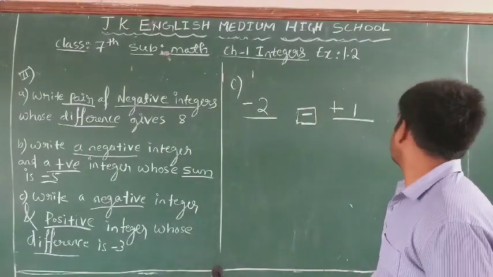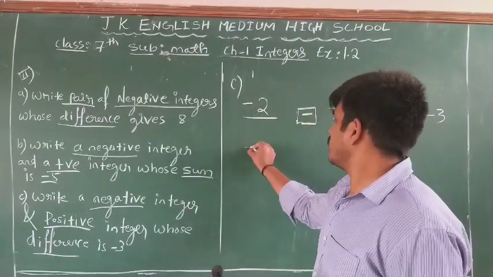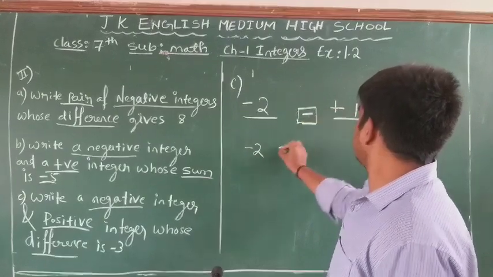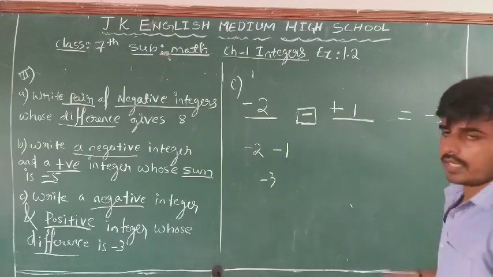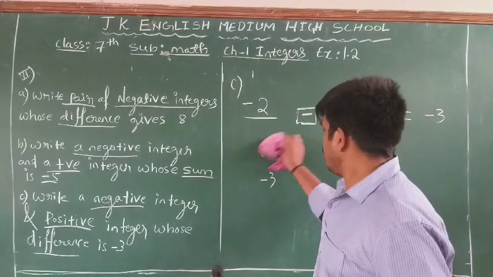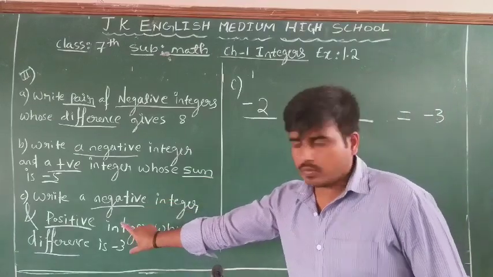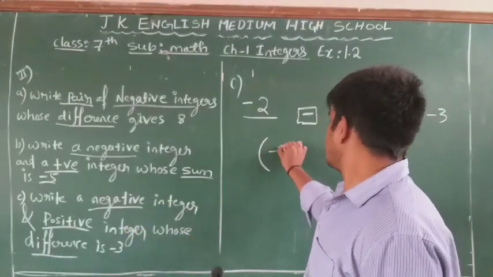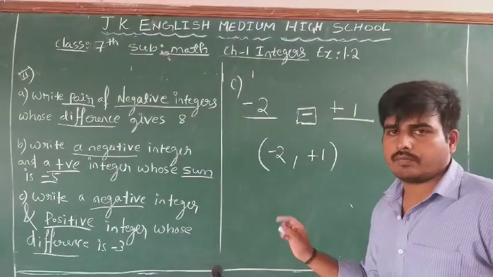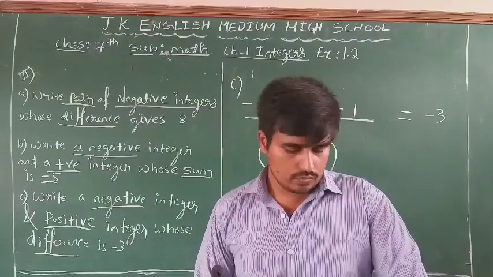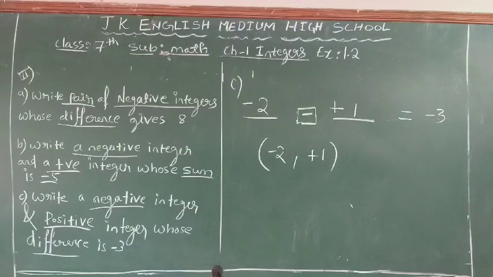Just solve it whether I will get minus 3 or not. So one is negative, another one is positive. Solve it. Minus 2 minus into plus will give you minus 1, minus 2 minus 1 will give you minus 3. Therefore the pair of integers which satisfies this whole condition is minus 2 comma plus 1. Okay. So you note down this much. You can take a screenshot.